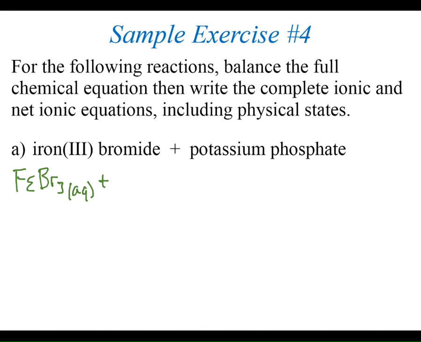Potassium with phosphate. So what's the potassium charge? What's the phosphate charge? Put them together, what do you get? K3PO4. Aqueous or solid? Why? Potassium. Yes. Okay. Let's swap them. Now let's swap the bromide and the phosphate. Let's make iron 3 phosphate, right? And potassium bromide. So what's iron 3 phosphate's formula?